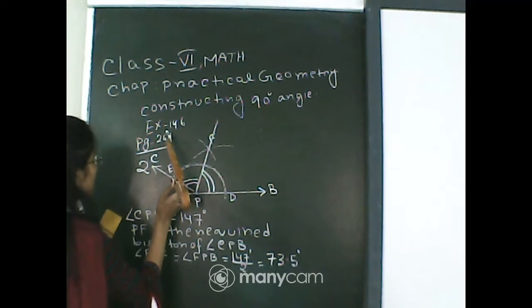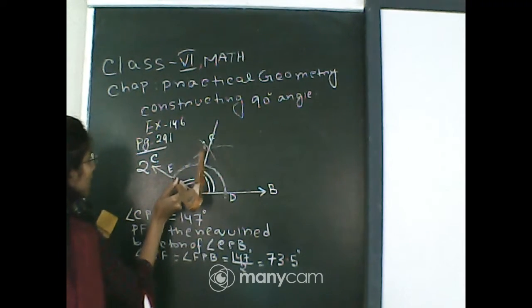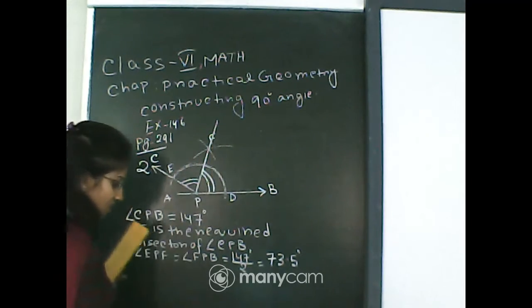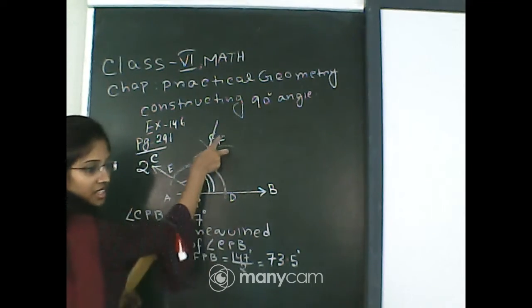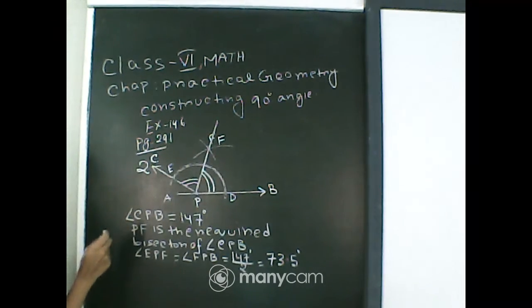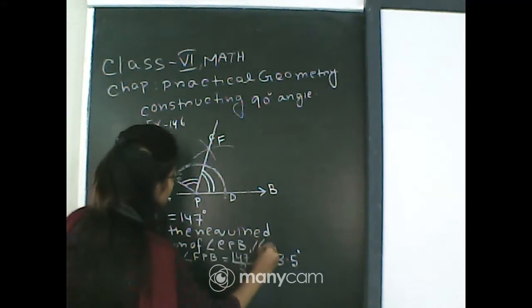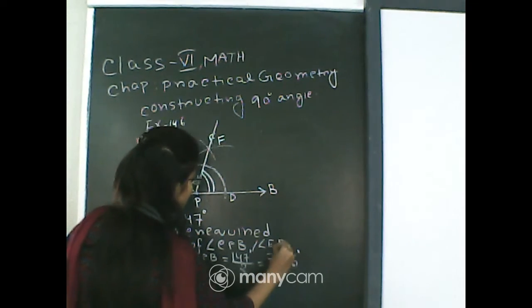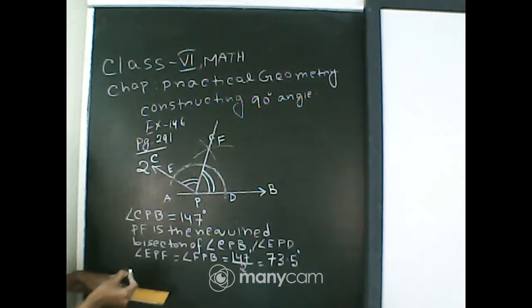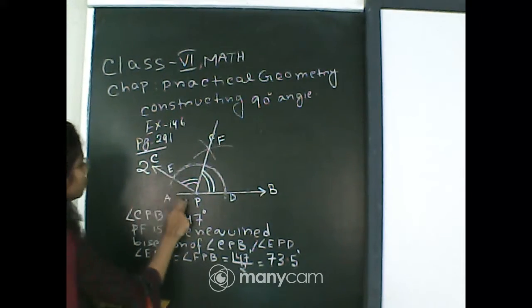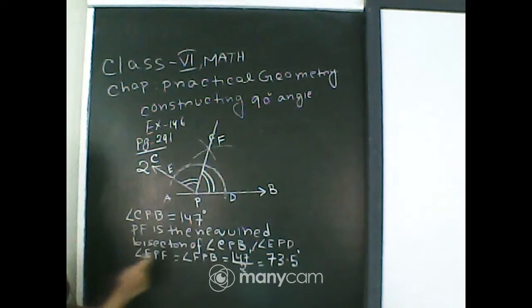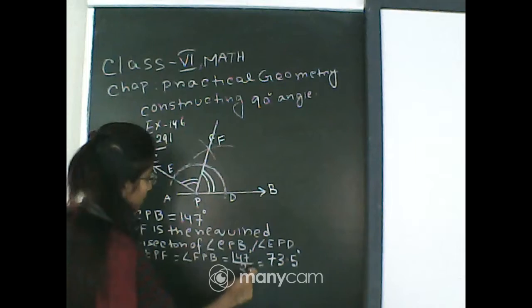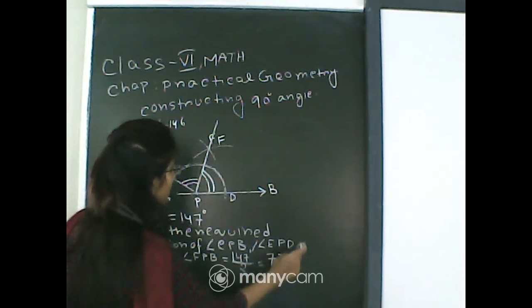Similarly, with E as center and with the same radius, we draw another arc. Suppose these two arcs intersect at F. Now join P and F. Okay. Therefore, PF is the required bisector of angle CPB or angle EPD. Since PF is the bisector, angle EPF is equal to angle FPD or angle FPB is equal to 147 degree divided by 2, that is 73.5 degree.